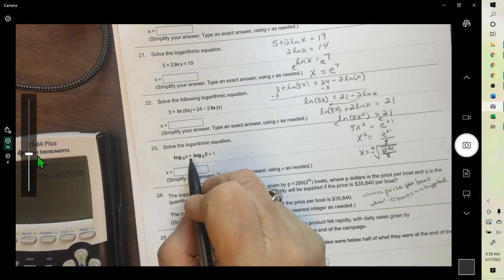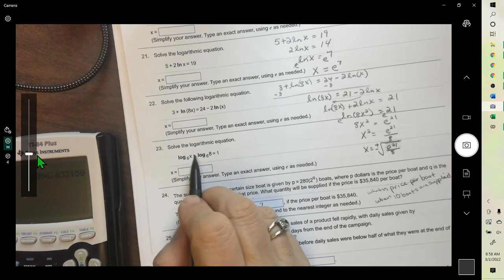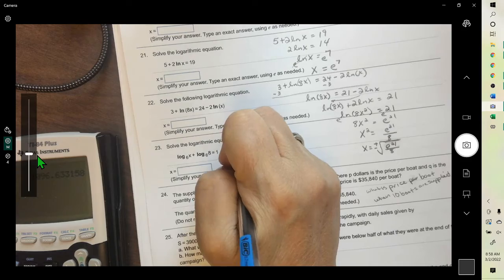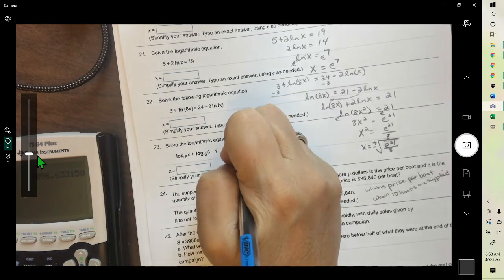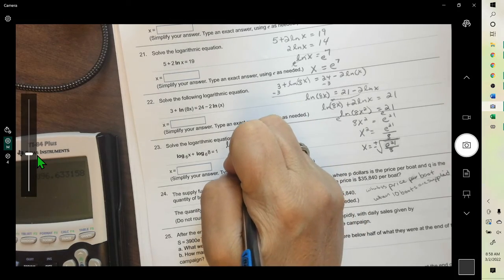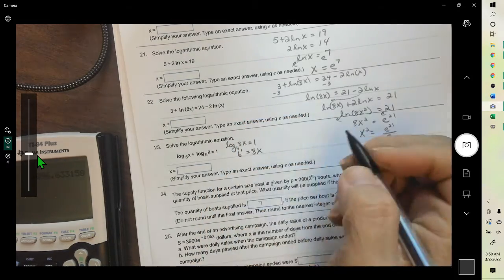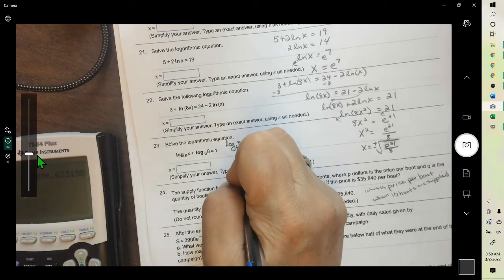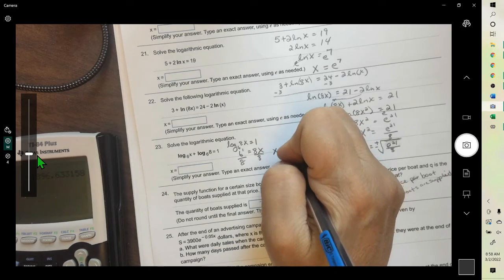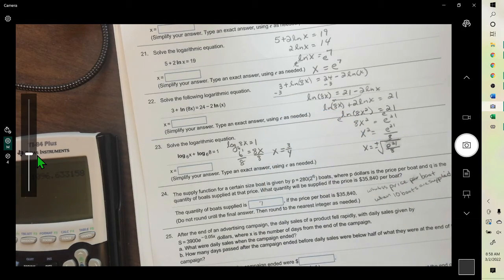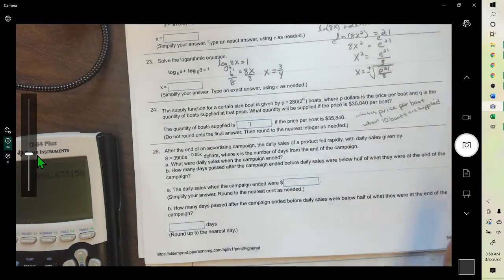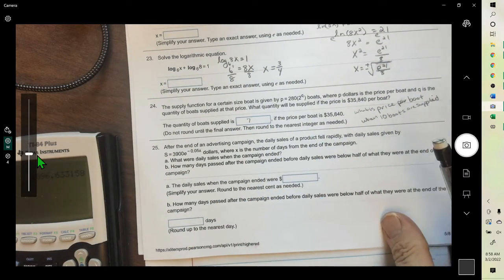This one, we could combine these first. Remember, addition's a multiplication. So log base 6, 8x equals 1. Rewrite it. 6 to the first equals 8x. Divide by 8. x equals 6 divided by 8, which is 3/4. So x equals 3/4. We're going to do that in class.